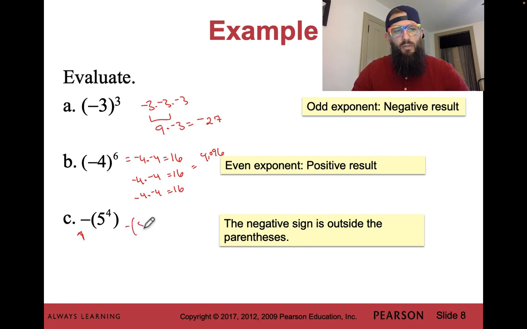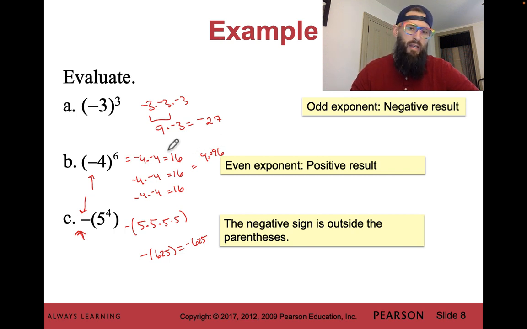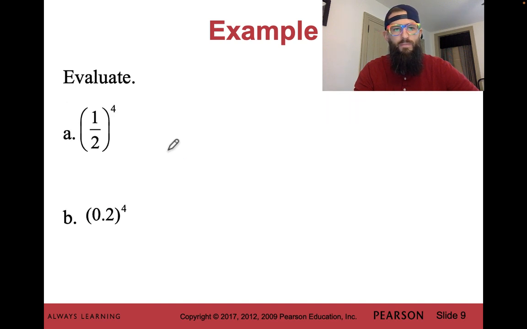Now for this last one, we have a negative here on the outside. So what we're going to do is we're going to take 5 times 5 times 5 times 5, which is going to result in a product of 625. If we have negative 625, that's equal to negative 625. So it's important to be aware of the parentheses and where the negative sign lies, because this changed the overarching product to negative, and this tells us the base is negative.